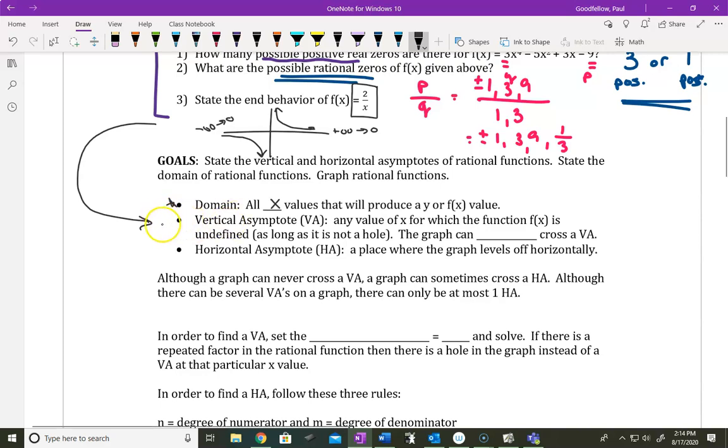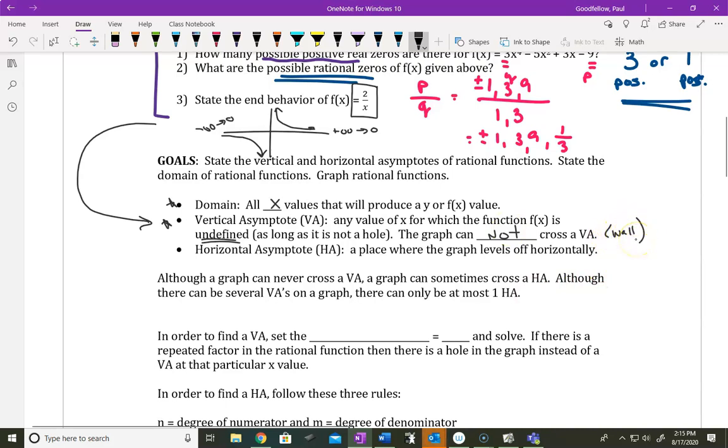Now, when you run into vertical asymptote situations, this is an x that the function is undefined at. It's a place where the function can't quite reach, as long as it's not a hole. Now, the graph cannot cross the vertical asymptote. The vertical asymptote acts like a wall.